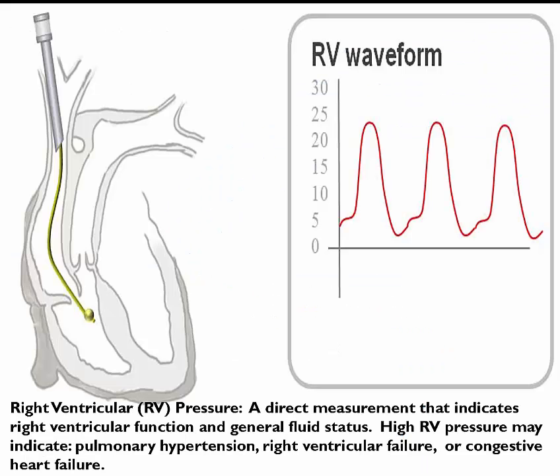Right ventricular pressure is a direct measurement that indicates right ventricular function and general fluid status. High right ventricular pressure may indicate pulmonary hypertension, right ventricular failure, or congestive heart failure.